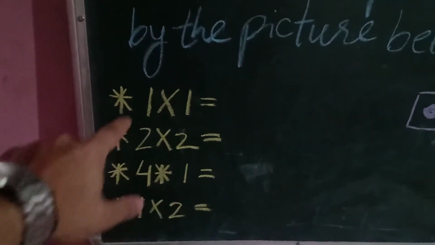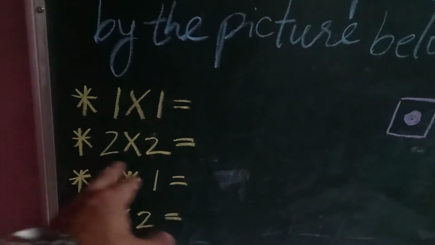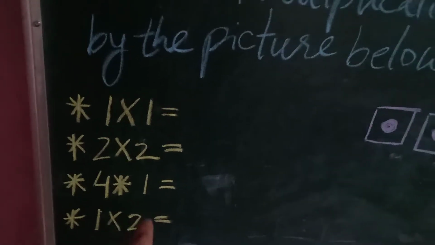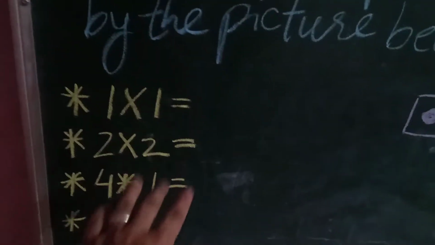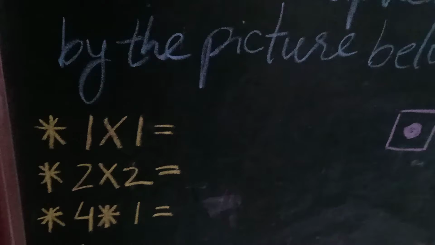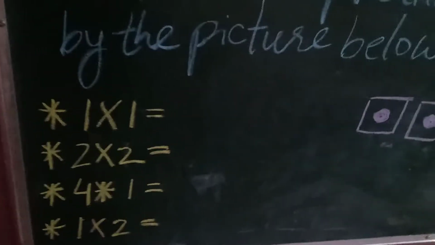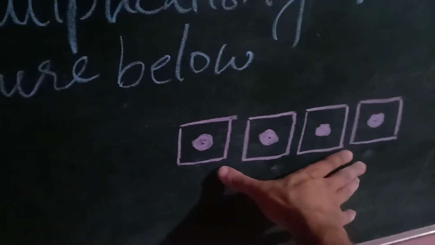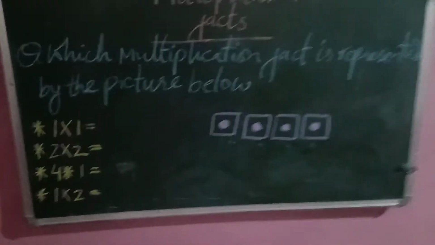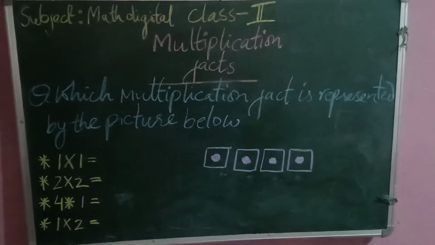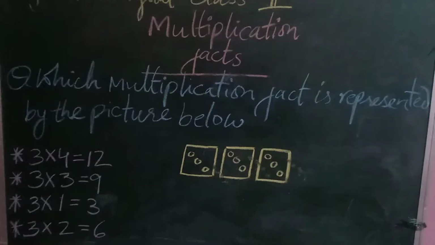You have to find out which multiplication fact is represented by this. We have four options: 1 multiplied by 1, 2 multiplied by 2, 4 multiplied by 1 and 1 multiplied by 2. It's up to you to choose whichever option is correct. Let's move to the next question.